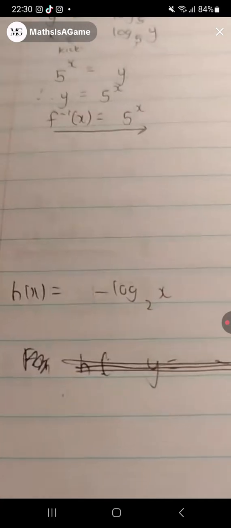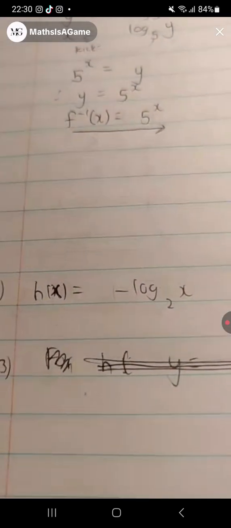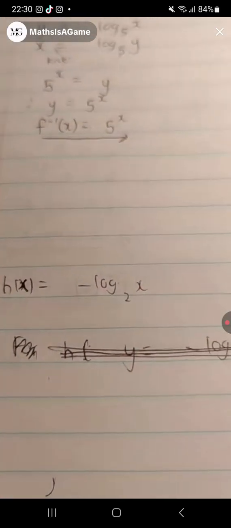Okay, here's another one, guys. This one is h of x is equal to negative log x base 2.